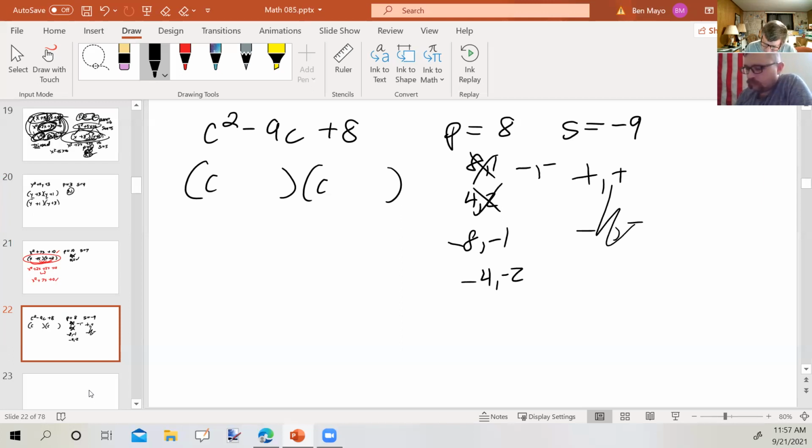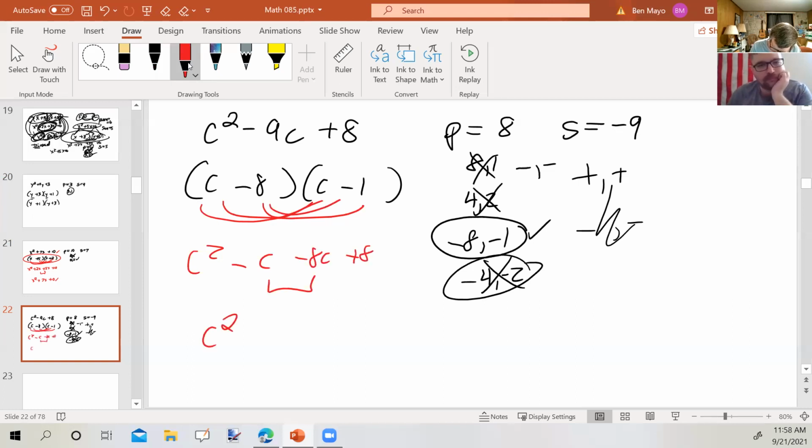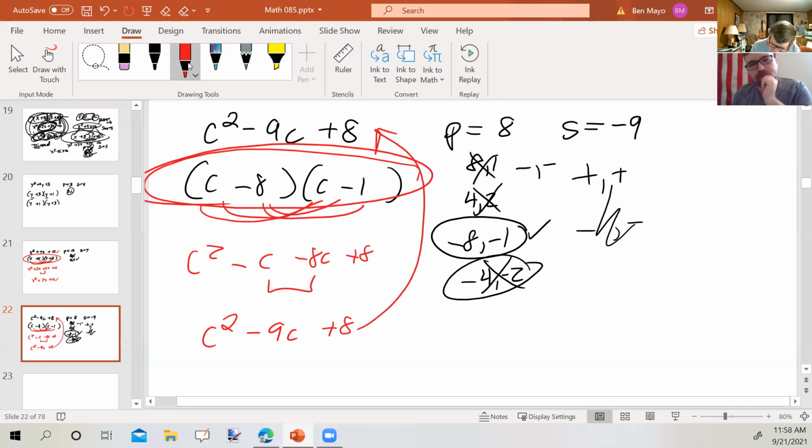So now, what's -8 plus -1? That's -9. So that's the numbers we're looking for. This would give us -6. So -8, -1. We'll check our work, and then we're done. Okay, so this is c squared minus c minus 8c plus 8. Combine like terms, c squared minus 9c plus 8. This matches that, so the answer checks.